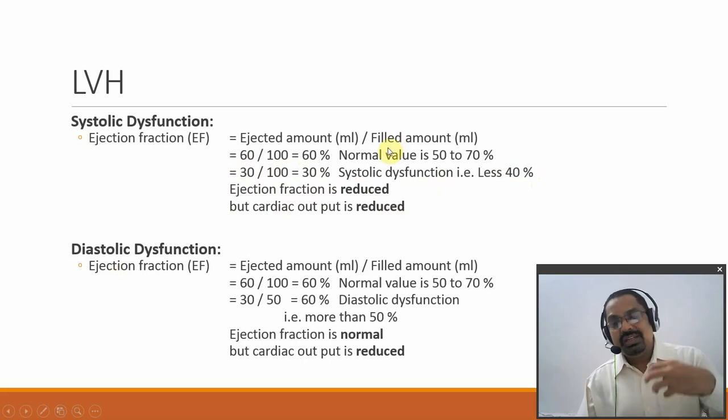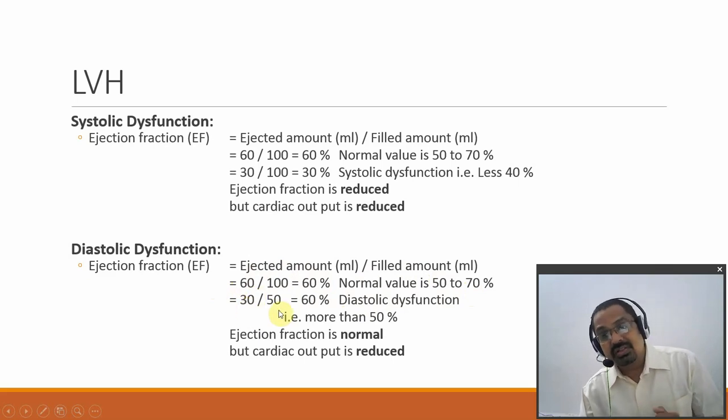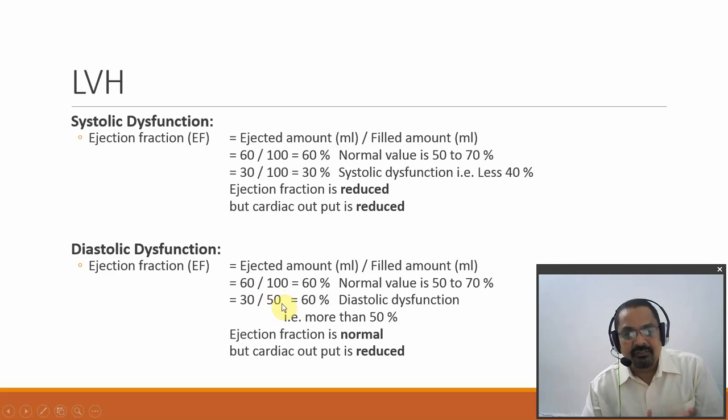So this is about the ejection of blood. But what happens to the filling of the blood? Again, from the first equation we have seen, it is the amount which is filled and the amount which is ejected out. Normal value around 60%, normal range 50 to 70%. Now here the ejected fraction is normal, but the filling is 50 only. The amount which is filled due to relaxation of the heart, due to diastole, is 50 only. And if you see the fraction which is gone out of the filled amount, it again becomes 60%. So it is almost all normal.